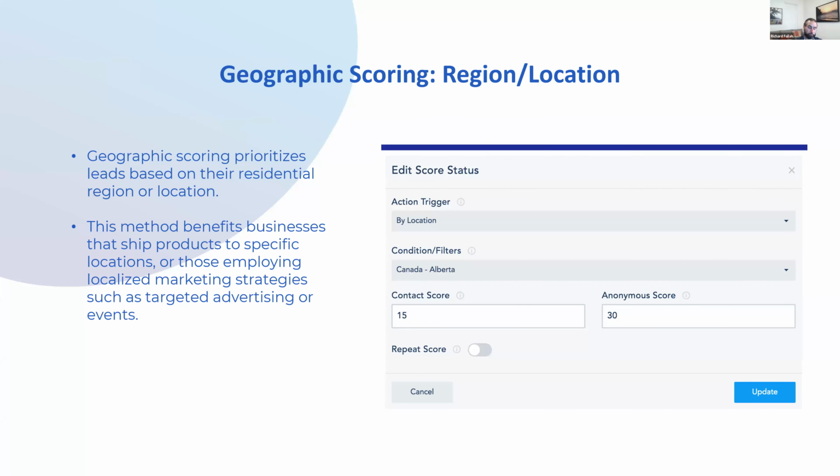Obviously, if you are a local business, geographic location makes a difference. Like if people are from your hometown or from your state or from your city, this will make an impact on advertising. So you can take certain people and target them with ads. You can send them offers. You can score them higher and push them through the funnel.